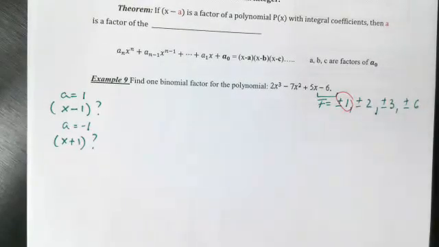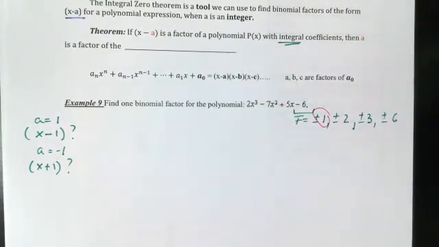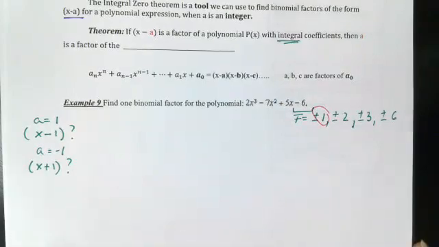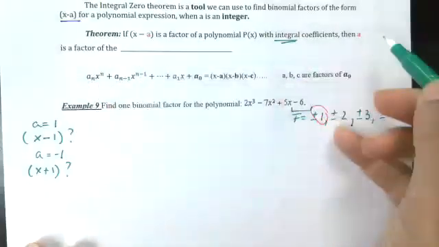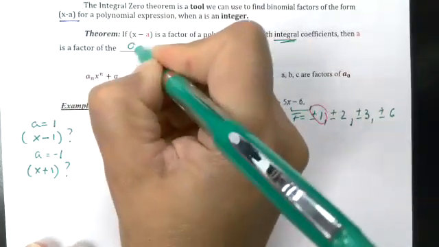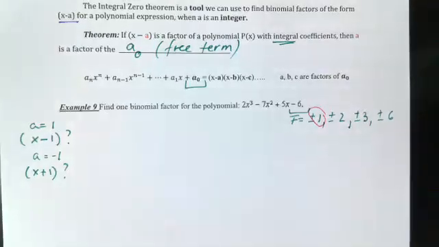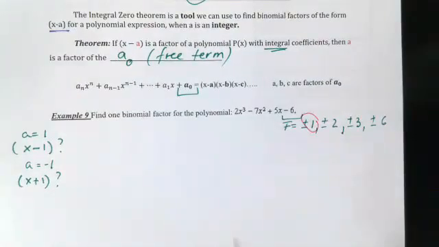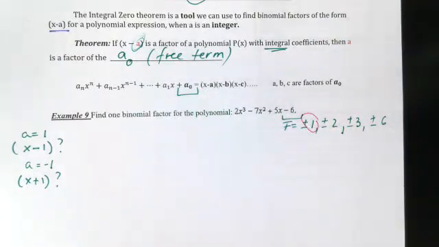Okay, so the theorem here, let's fill in the blanks, and we're going to go back to the example. If x minus a is a factor of a polynomial p of x with integer coefficients, then a is a factor of the free term, a0, because you're taking it from here. So this a from here will be one of the factors of the free term.